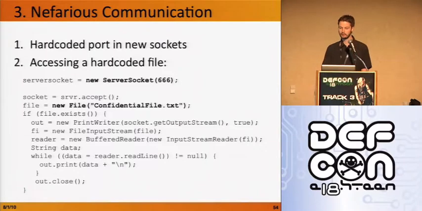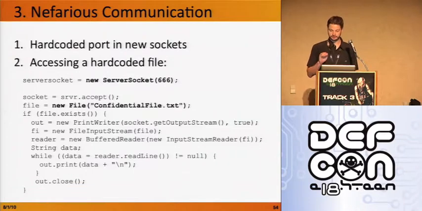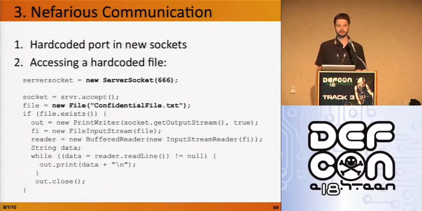Nefarious communication: we flag hard-coded ports in sockets. So if you create a new socket with a hard-coded port, we flag that as a high issue. What we also flag in general is server sockets. Most of our customer base is not using any server sockets, so if you do, we flag that as a medium issue. We also flag accessing hard-coded files. We have a couple of default rules. If you try to access etc password or whatever file you do not want to expose, we're going to flag that. We also have custom rules. So if you know of some files that are really confidential to your organization, you can set them, and we can track that.